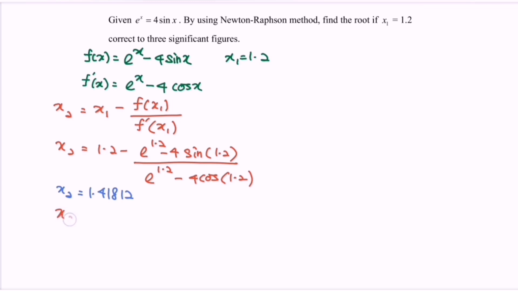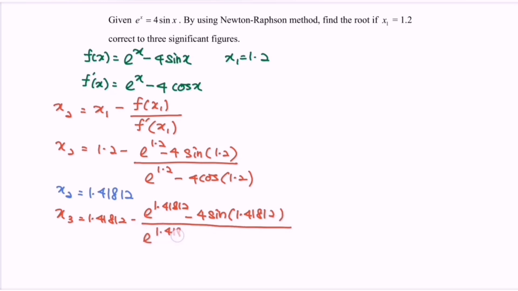Rewrite into the formula. So we have x3 equals 1.41812 minus e^1.41812 minus 4 sin(1.41812) over e^1.41812 minus 4 cos(1.41812). Refer to the calculator and we will have x3 which is equal to 1.36817.